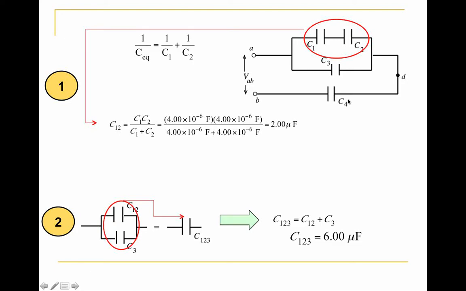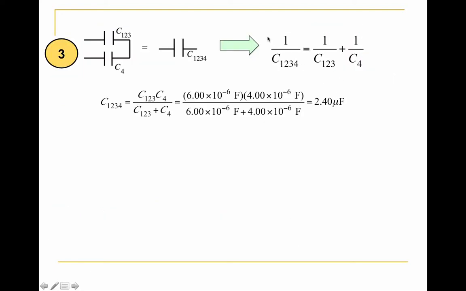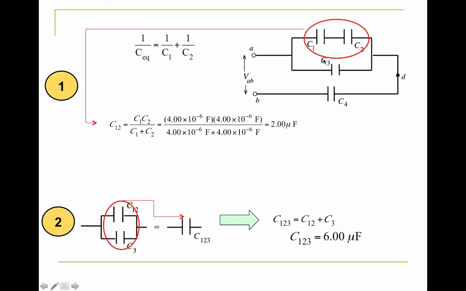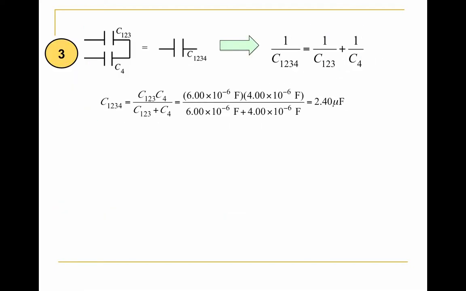So these two are now connected in series, which means that the equivalent capacitance is 1 over 6 plus 1 over 4. And if you do that, you find that the equivalent capacitance for the whole circuit is 2.4 microfarads.